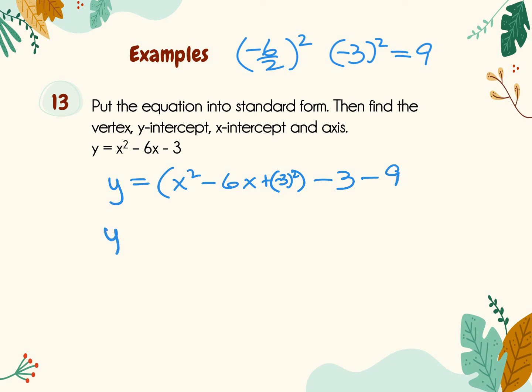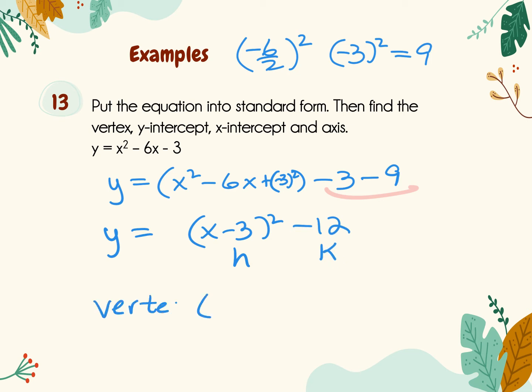So then I'm going to factor the trinomial, x minus 3 squared, and then I combine these two terms, and that gives me negative 12. I now have it in the standard form. This is h, this is k. So my vertex is located at 3, negative 12.